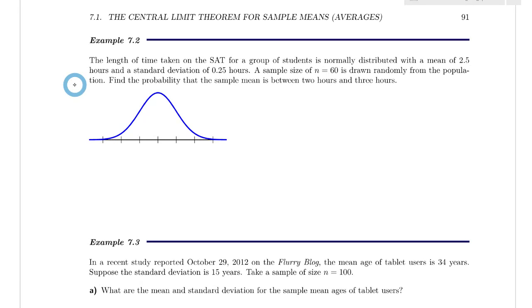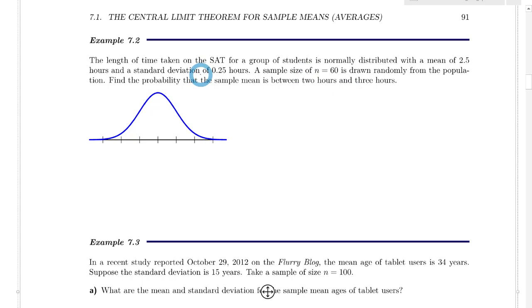Okay, so let's go ahead and continue with 7.1 with some more examples. So this example is about SATs, which I'm sure we all can relate to. It states that the length of time taken on an SAT for a group of students is normally distributed with a mean of 2.5 hours and a standard deviation of 0.25 hours. A sample size of n equals 60 is drawn randomly from a population. Find the probability that the sample mean is between 2 hours and 3 hours.